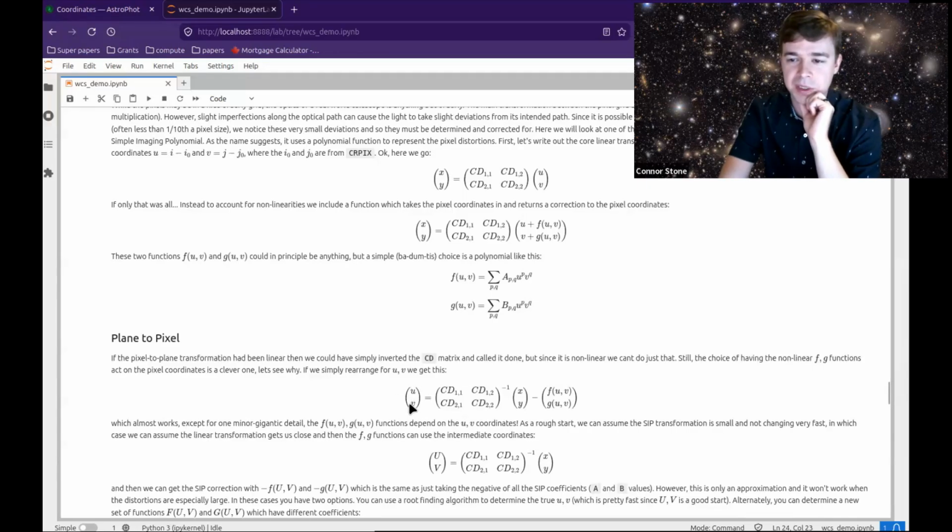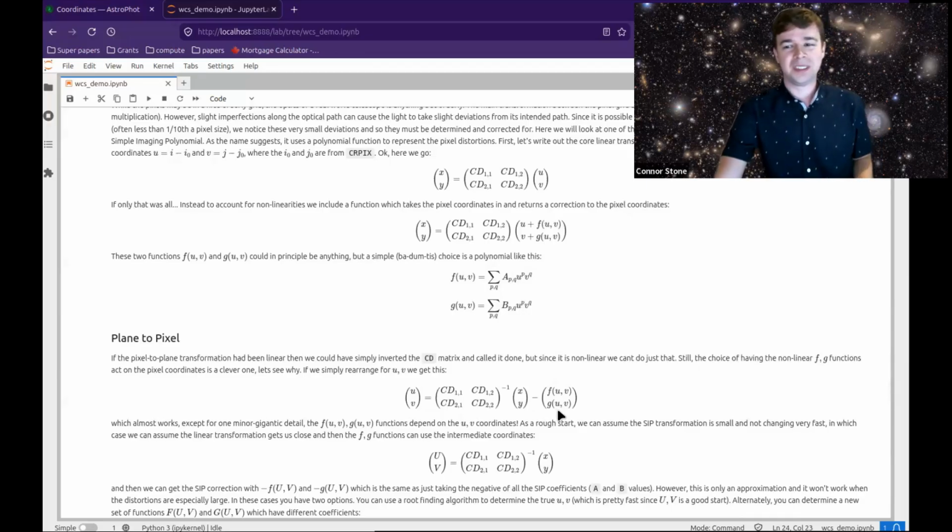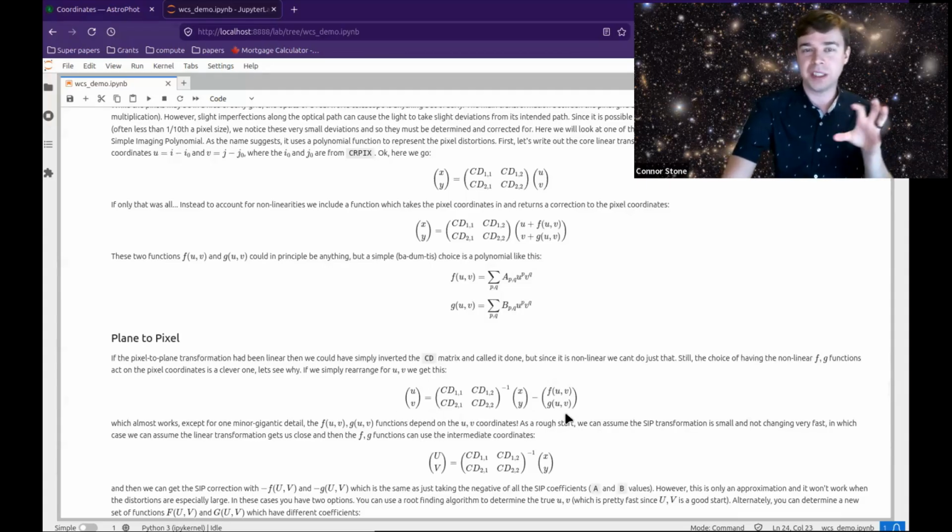Your pixel coordinates are a function of your tangent plane coordinates with the inverse CD matrix and this perturbation. It's negative now because we're undoing it. The only problem is that this perturbation depends on the UV coordinates. If it weren't for that, then this would be really, really trivial to invert. So in practice, you've got a couple options. One is to do a root finding algorithm.